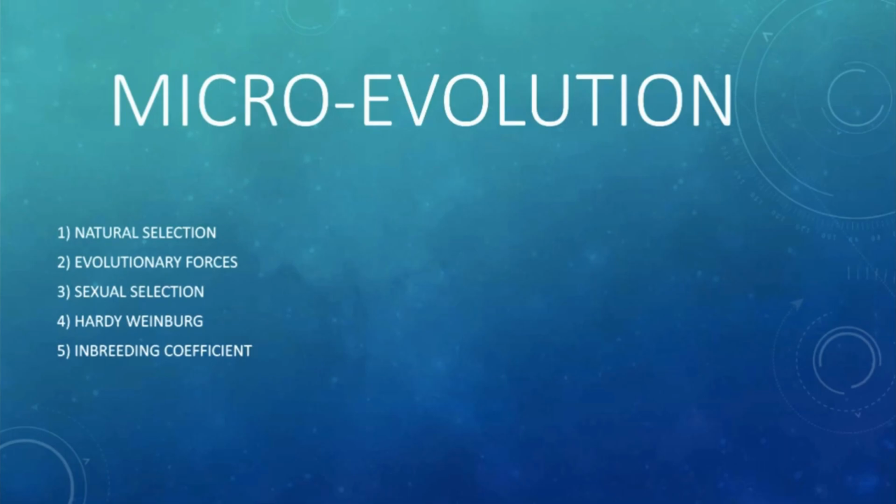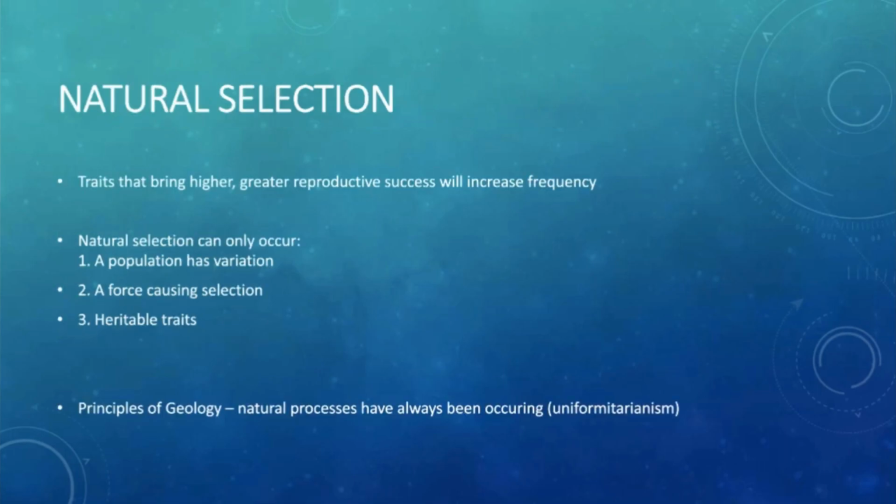So for microevolution, we're going to be starting with natural selection. With natural selection, this is when traits that bring greater reproductive success will increase in frequency over generations. Natural selection was originally proposed by Alfred Russel Wallace, who caused Charles Darwin to release his book on the Origin of Species in 1859.